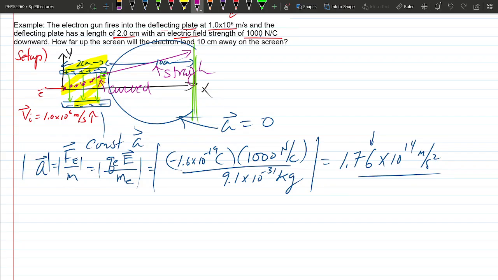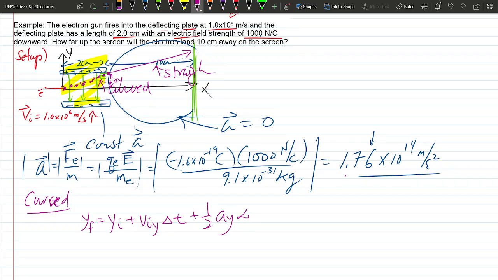So let's deal with the curved part first. In the curved part, we have a constant acceleration. The acceleration is that. And we have to determine what is this delta y. So y final equals y initial plus v_iy times delta t plus 1/2 acceleration in the y direction times delta t squared.